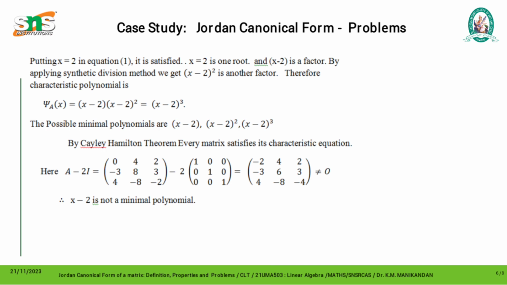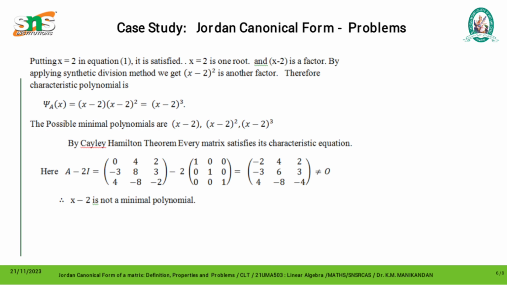Now, if you substitute x equal to 2, the equation is satisfied. So, therefore, x minus 2 is a factor. And using synthetic division, we find that x minus 2 whole square is also a factor. So, therefore, the characteristic polynomial chi a of x is equal to x minus 2 the whole cube. The possible minimal polynomials are x minus 2 whole square and x minus 2 whole cube. We use the usual method: the polynomial which satisfies the Cayley-Hamilton theorem will be the minimal polynomial.